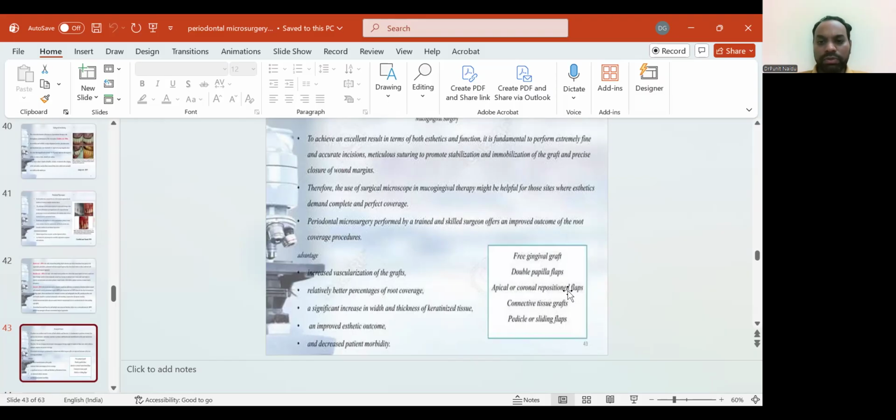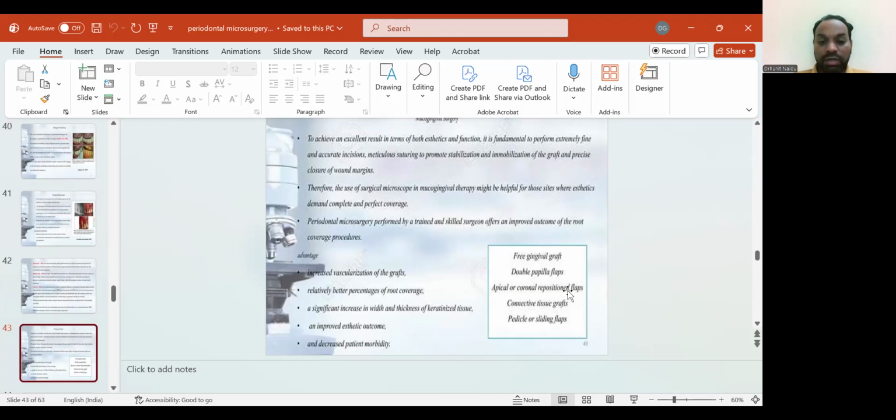Microsurgery in mucogingival surgery is performed to achieve excellent results in terms of both aesthetics and function, and it is fundamental to perform extremely fine and accurate incisions, meticulous suturing to promote stabilization and immobilization of the graft, and precise closure of wound margins. The use of a surgical microscope in mucogingival therapy helps for those sites where aesthetics demand complete and perfect coverage. Periodontal microsurgery performed by a trained and skilled surgeon offers an improved outcome of root coverage procedures.